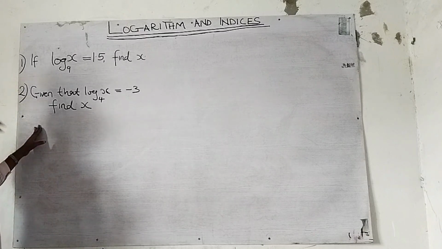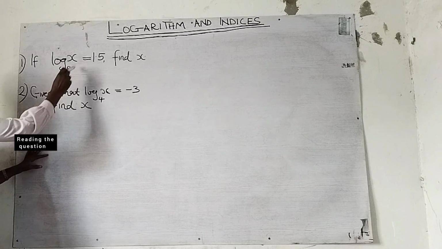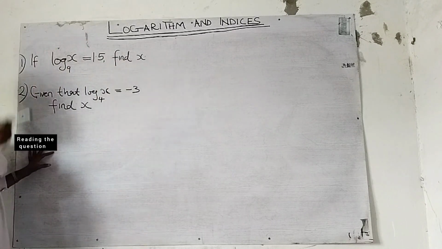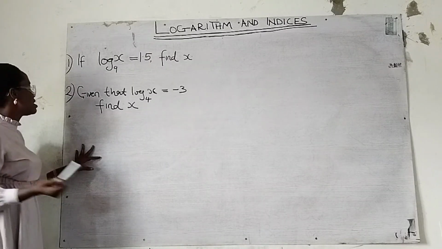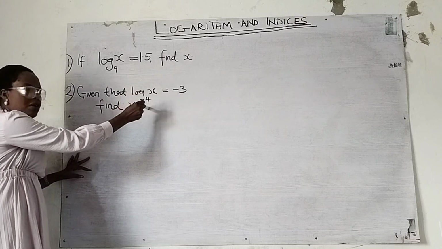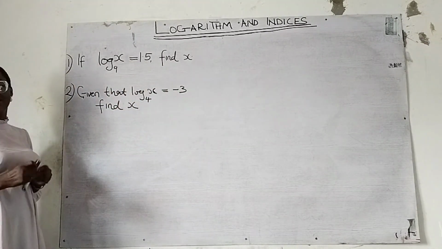Let me read it. Number one says, if log x to base 9 is equals to 1.5, find x. And number two says, given that log x to base 4 is equals to minus 3, find x.